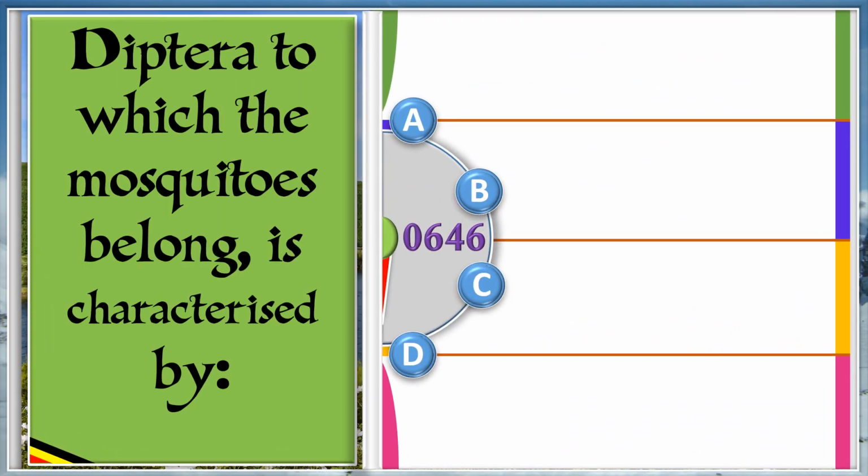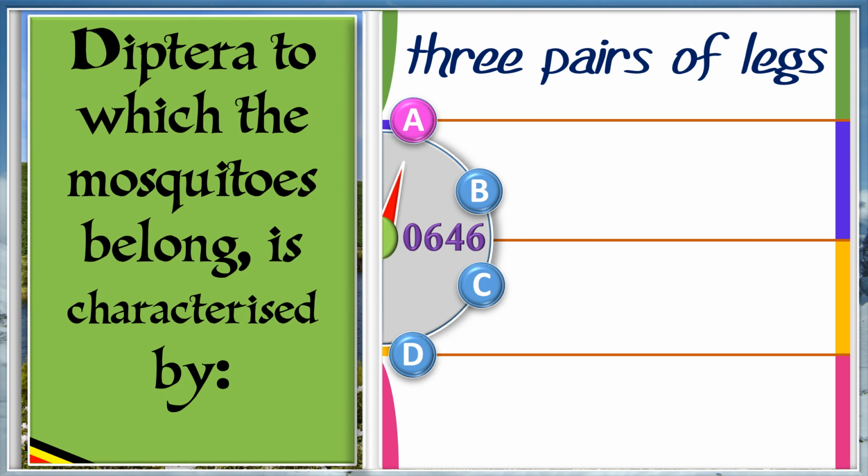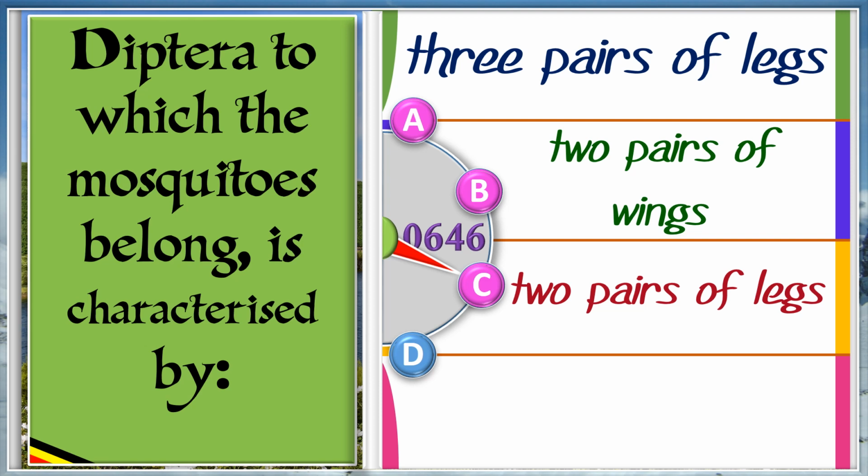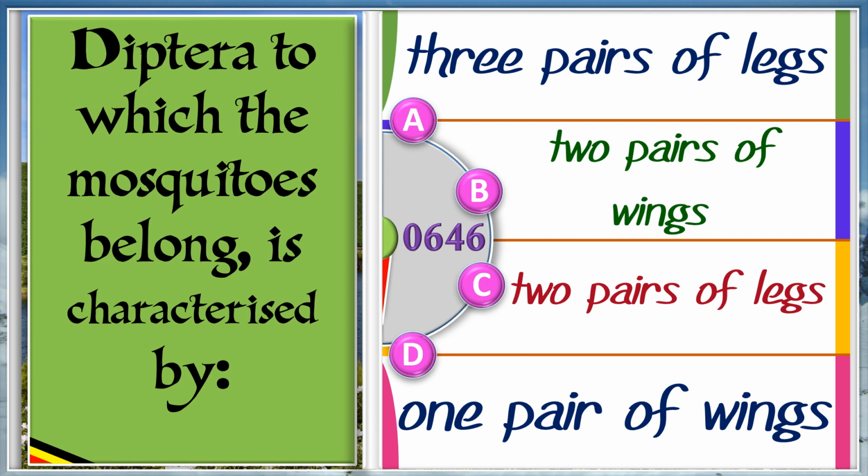Diptera, to which the mosquitoes belong, is characterized by A. 3 pairs of legs. B. 2 pairs of wings. C. 2 pairs of legs. D. 1 pair of wings. And the answer is B. 2 pairs of wings.